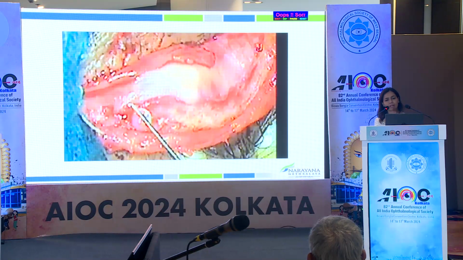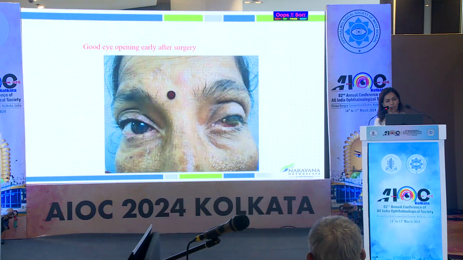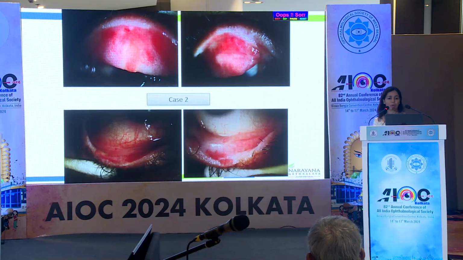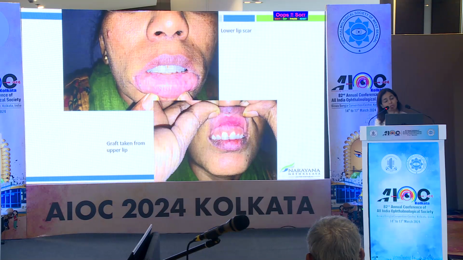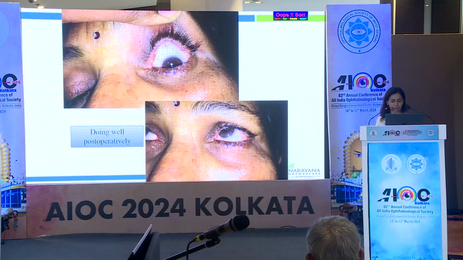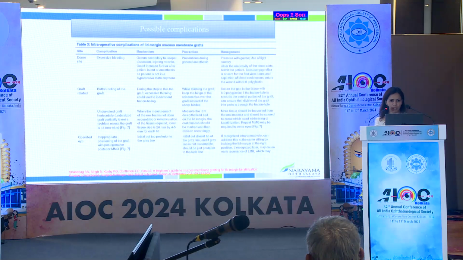The suturing is a mattress suture along the side, so you suture along the lid margin and glue the remaining part. So the right eye was the one which was operated, and they have extremely good opening, as I said, just immediately the day after surgery. So if the lower lip has already been taken, you can always take a graft from the upper lip as well. So that's not a problem. And they do extremely well post-operative.